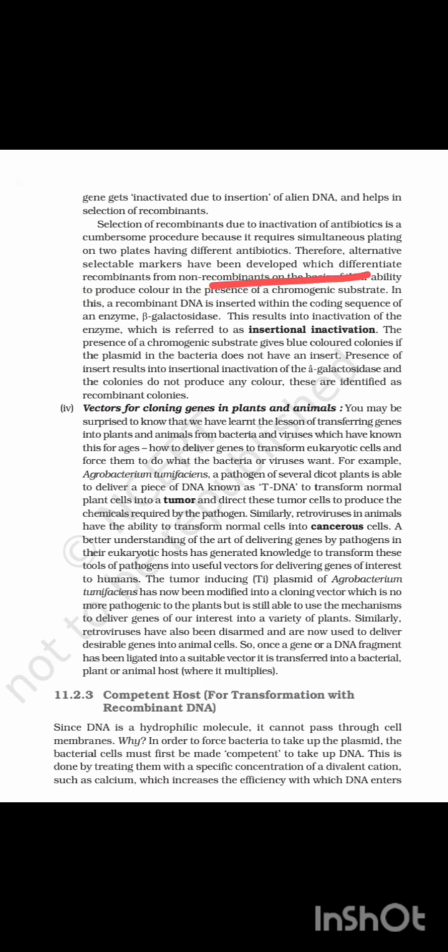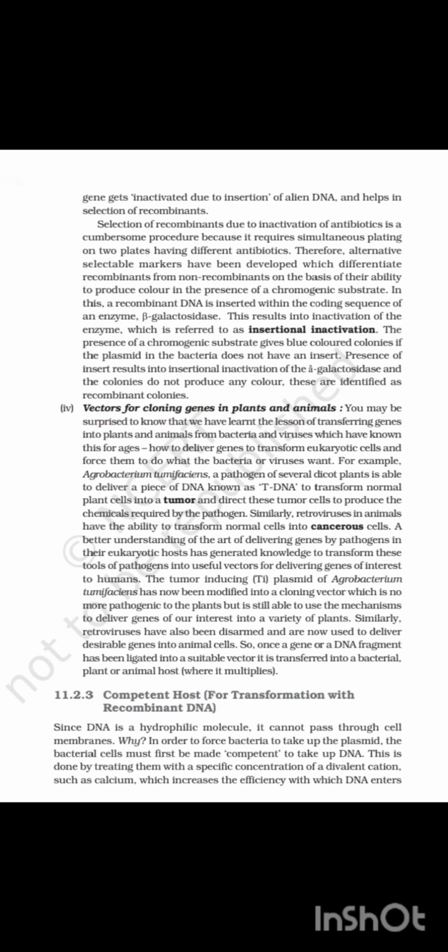which differentiate recombinants from non-recombinants on the basis of their ability to produce colors in the presence of a chromogenic substrate. In this, the recombinant DNA is inserted within the coding sequence of an enzyme, beta-galactosidase. This results in inactivation of the enzyme, which is referred to as insertional inactivation. The presence of chromogenic substrate gives blue-colored colonies if the plasmid in the bacteria does not have an insert. Presence of an insert results in insertional inactivation of the beta-galactosidase and the colonies do not produce any color. These are identified as recombinant colonies.